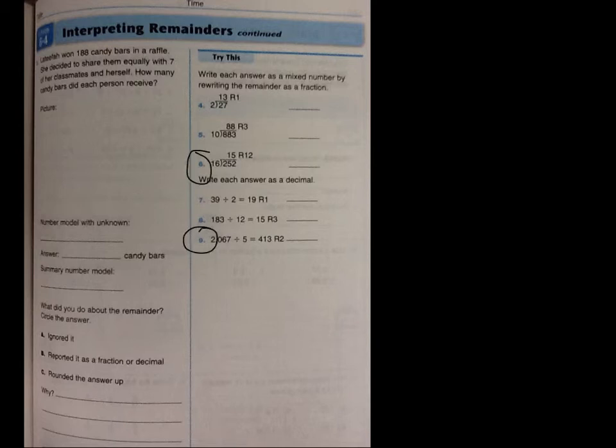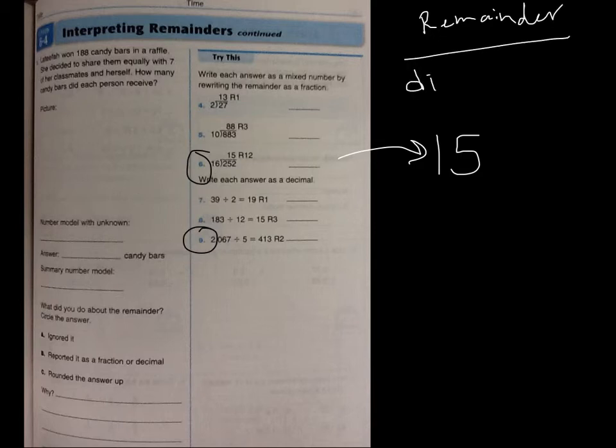So the first thing is, it says we need to write each answer as a mixed number by rewriting the remainder as a fraction. So for this first problem, we know we keep the 15, and then for the remainder, remember we do remainder divided by divisor, and that's what's going to make it our mixed number. So what is our remainder in number 6? Right, it's 12, so we write a little 12, we make our line. What is our divisor? What are we dividing by? 16. So our answer is 15 and 12/16.